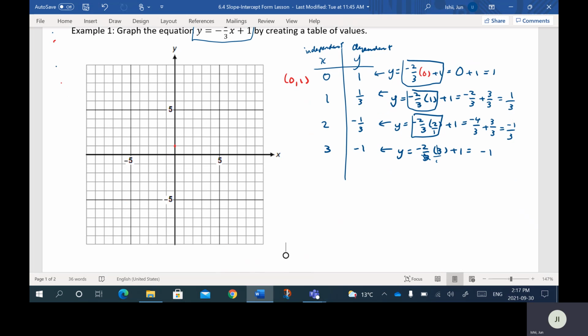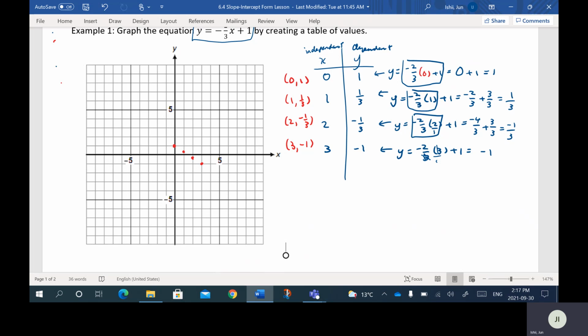All right, so 0, 1 is right there. And then I got 1 and 1/3, so 1 and 1/3 is approximately there. 2 and negative 1/3 is the next point, perhaps around there. And then we have 3, negative 1, which is right there.